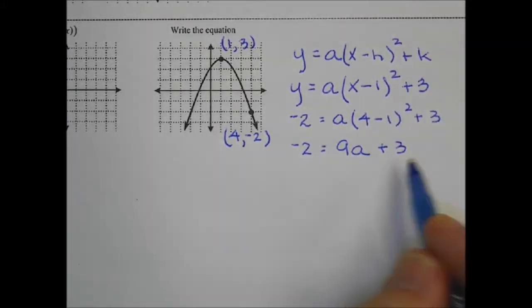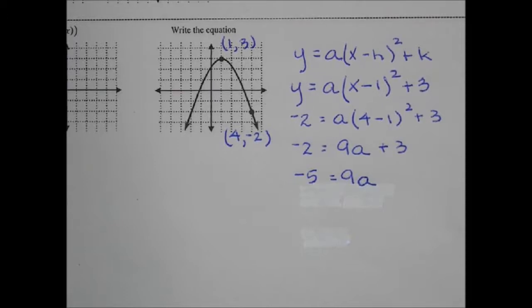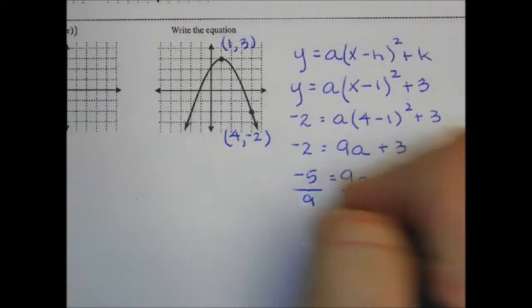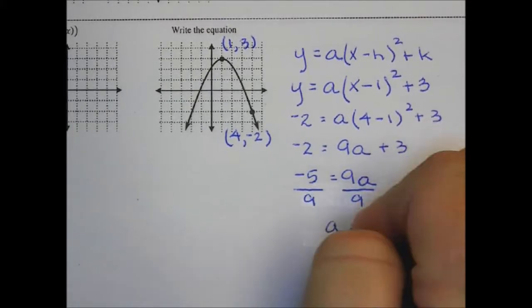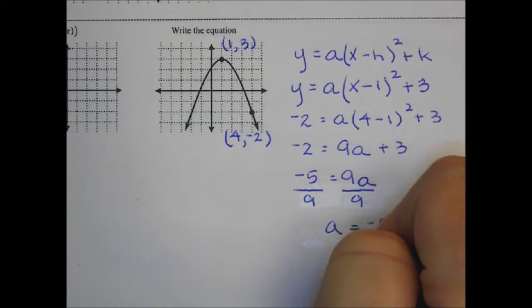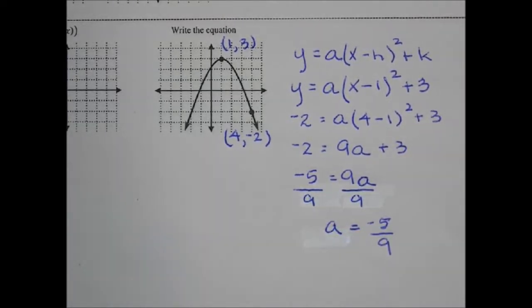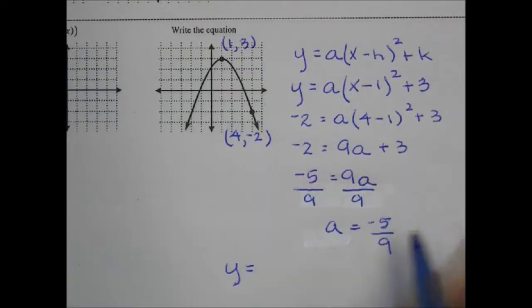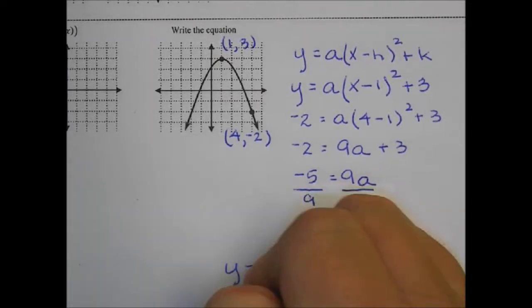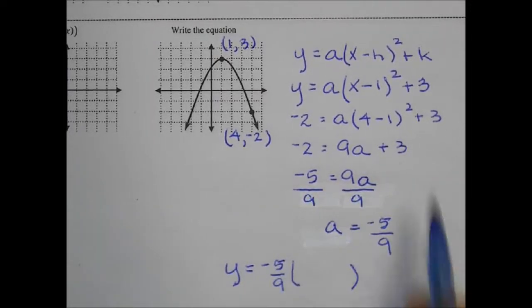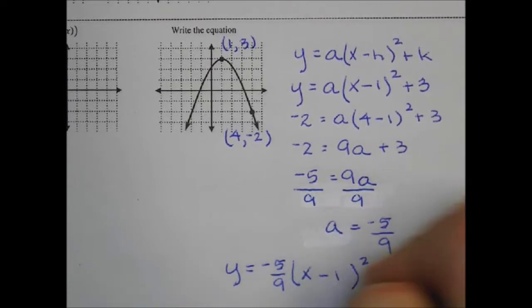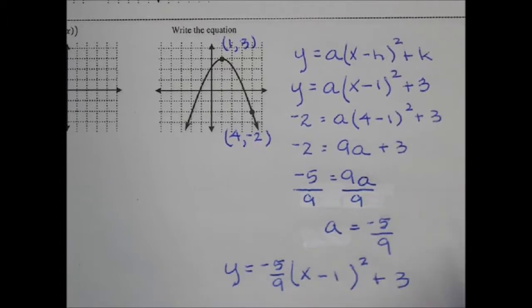So now solve for a, subtract 3. Now divide both sides by 9, and you get a equals negative 5/9. And now you're ready to write the entire equation. Y equals negative 5/9 times (x minus 1) squared plus 3. And that's the equation for that parabola.